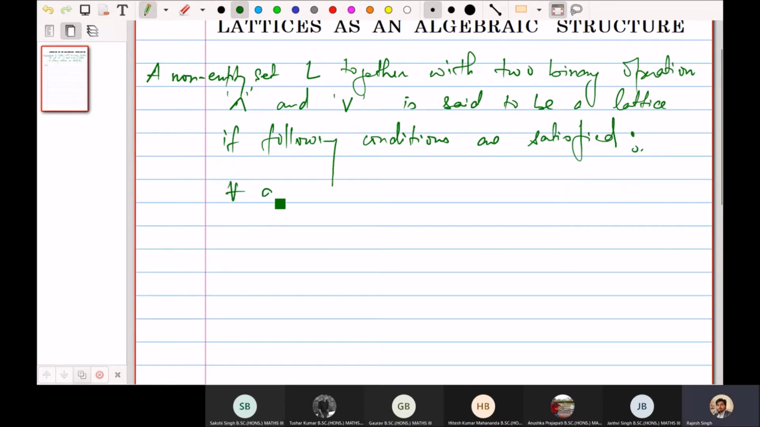So for all A, B, C belonging to L, first L1 is closure property. So A cap B should belong to L and A cup B should belong to L for all A, B.